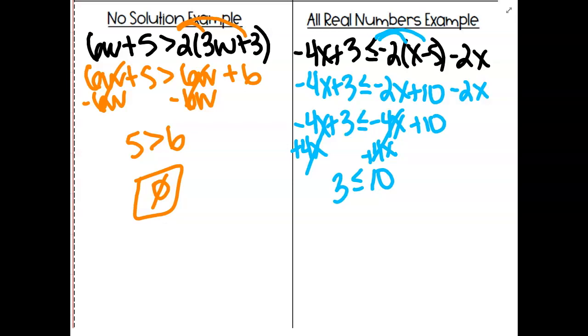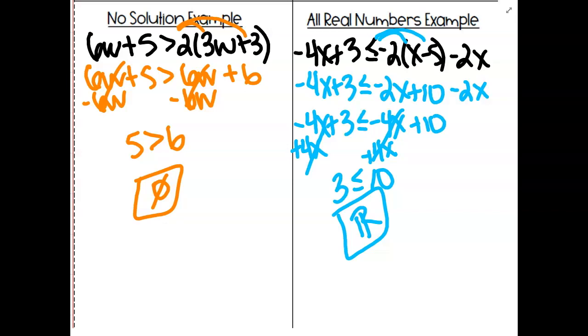And I always have students get confused with the equal to, like, well, it's not equal to 10. I'm not saying 3 is less than and equal to 10. It's less than or equal to 10. Okay, so it could be 10 or it could be anything less than 10, right? And is 3 less than 10? Yeah. Since that's true, this is that all real number solution.